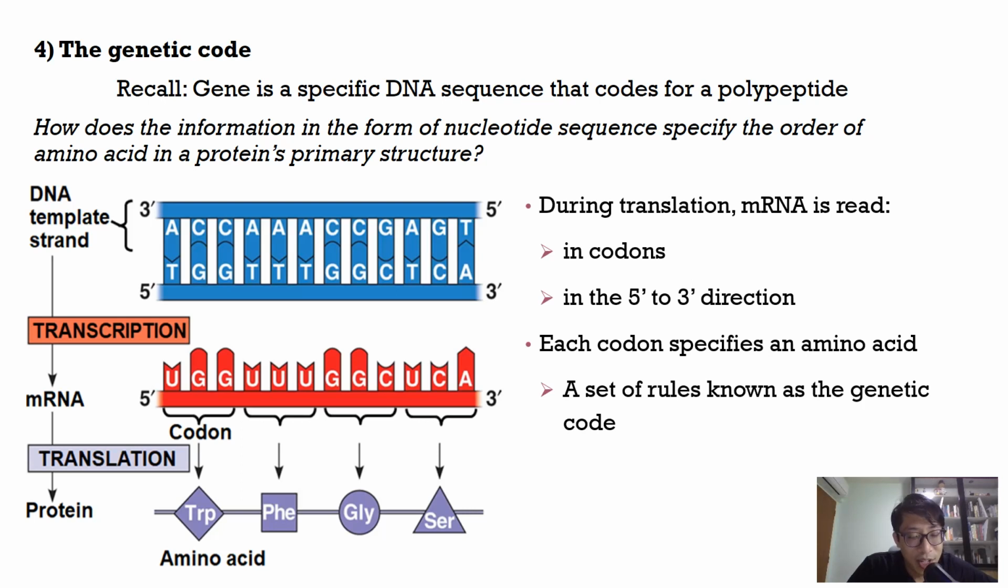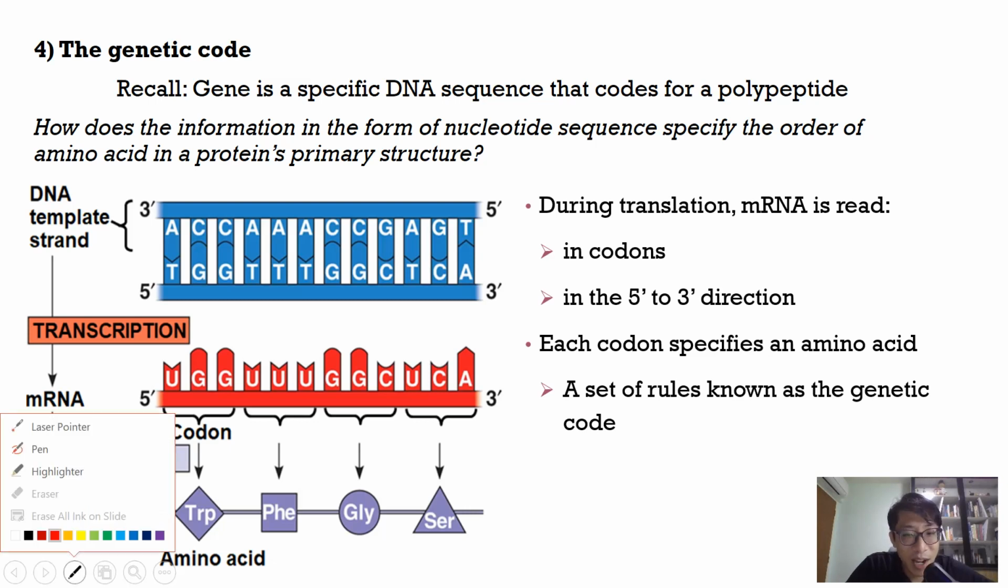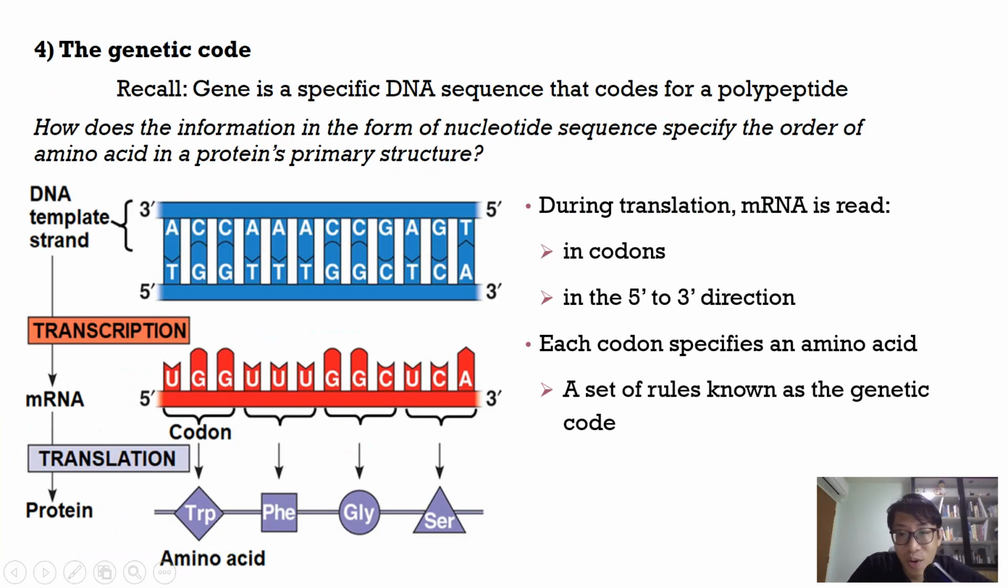Each codon is going to specify an amino acid. This is how we translate the nucleotide sequence into the amino acid sequence. Each of the 3 nucleotides as a codon would code for a particular amino acid during translation. So if I see the nucleotide sequence UUU, I know the amino acid must be phenylalanine, for example, or GGC must be glycine. This is how to read the mRNA. This set of rules is known as the genetic code.